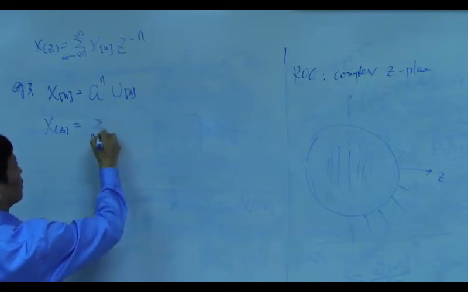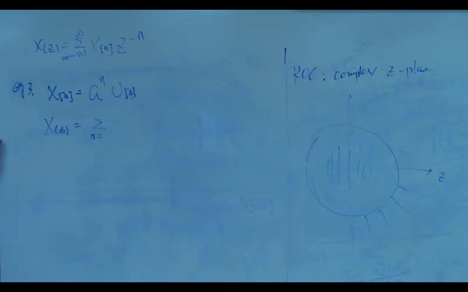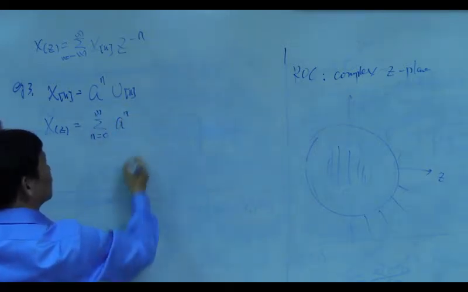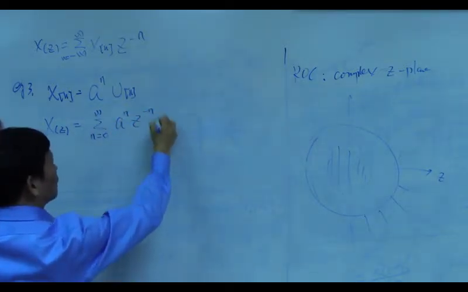Sum over n equal to this. Two-sided or one-sided? Unilateral, one side. One-sided, right? Because of u[n]. So from 0 to infinity, a^n z^(-n), right?